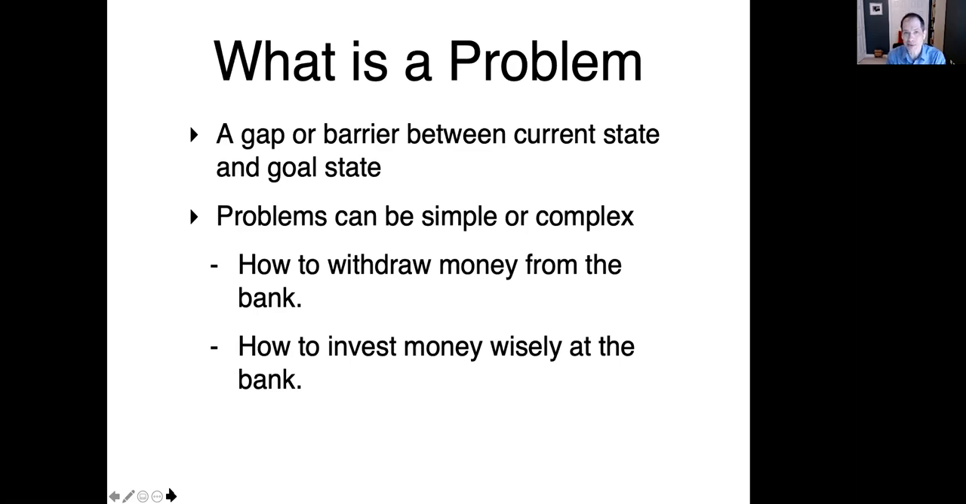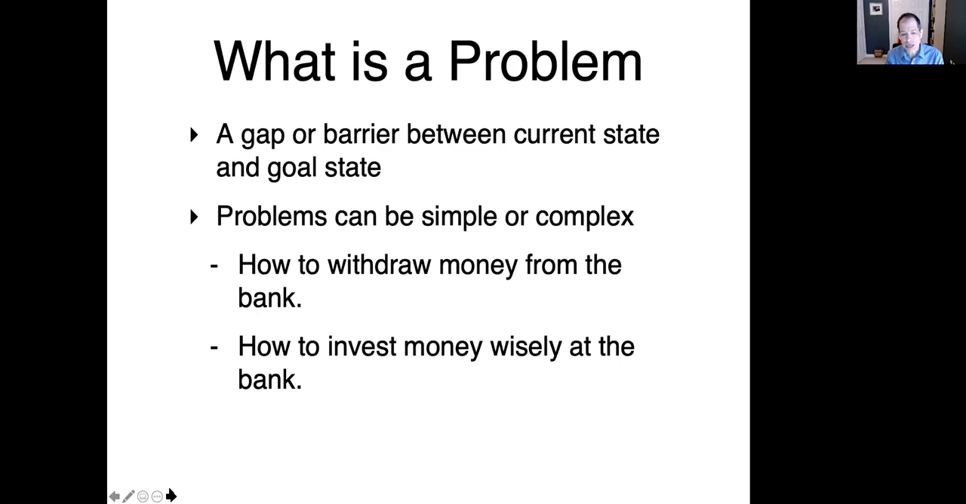Most of your academic work is probably described this way, right? You start off at the beginning of a course. You don't know exactly how to obtain a good mark at the end. So there might be some gap or barrier in between there. Some of the gaps are pretty straightforward. They're just getting through the information that you need to take an exam. But there might be other things that are less clear.